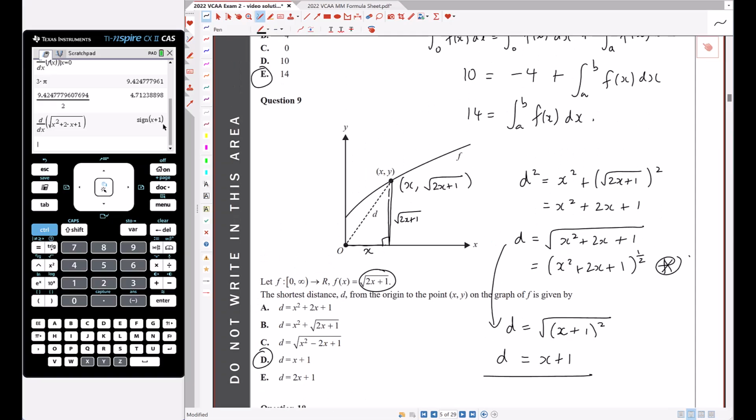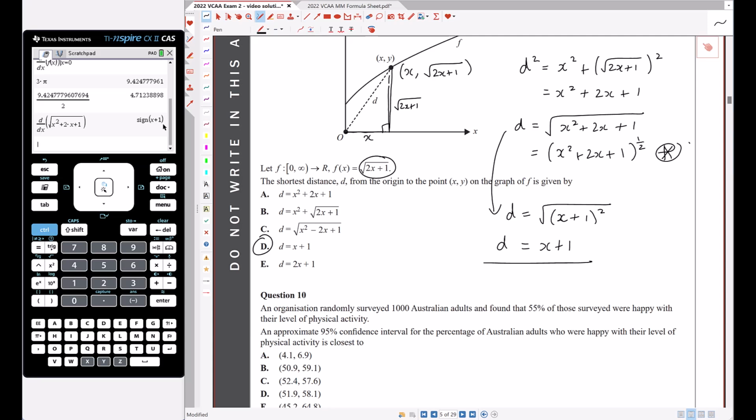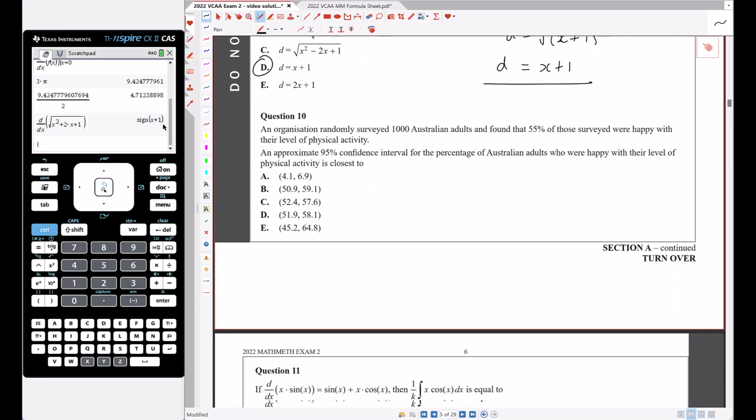But yeah, I thought this was sort of a bit of a mean question. The shortest seemed to imply that we should be minimizing. I understand that it needs to be there, but I think the phrasing of it made it confusing.